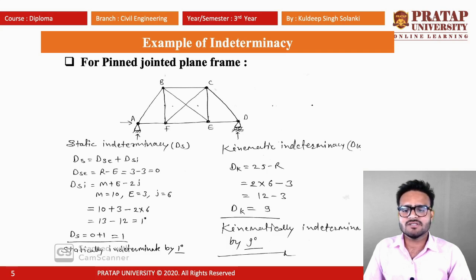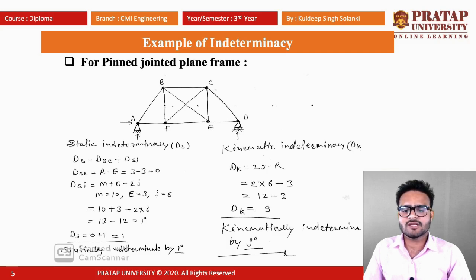E is the equilibrium equations. There are 3 equilibrium equations available. Then 3 minus 3 is equal to 0. The value of DSC is equal to 0, and we can also calculate DSI. The formula of DSI is equal to M plus E minus 2J. How many members are available in our structure? In this case we have 10 members. Count: AB 1 member, BC 2, CD 3, DE 4, EF 5, FA 6, and BF 7, CE 8, BE 9, FC 10. So 10 members are available.